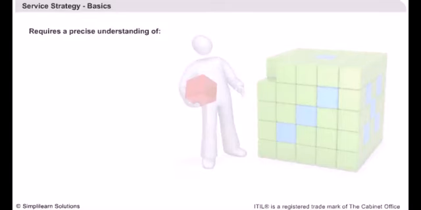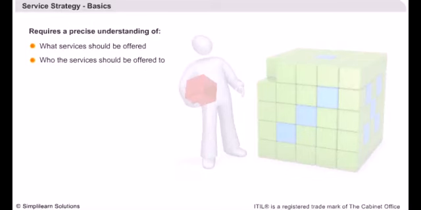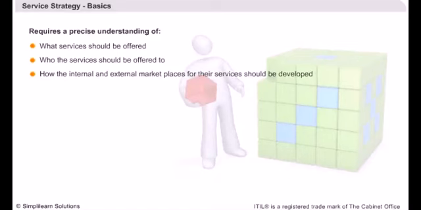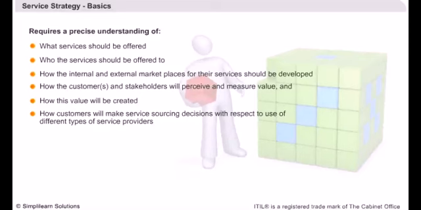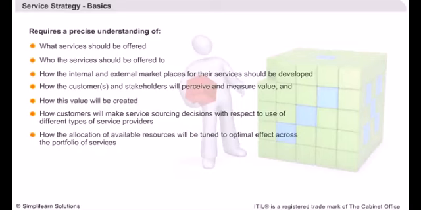We need to acquire a precise understanding of what services should be offered, who the services should be offered to, how the internal and external marketplaces for their services should be developed, how the customers and stakeholders will perceive and measure value, and how this value will be created, how customers will make service sourcing decisions with respect to use of different types of service providers, how the allocation of available resources will be tuned to optimal effect across the portfolio of services. In the next slide, we will look at the 4 P's of service strategy. What are these P's?